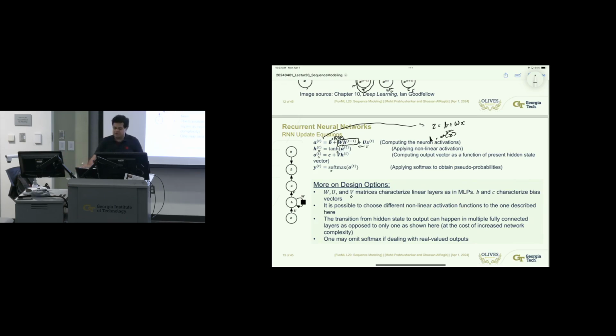So you can of course choose different nonlinear functions. It's not just tanh. You can use ReLU, which is probably most commonly used. So the transition from hidden state to output can have multiple layers. So it's not just U, as I mentioned. It's U1, U2, V1, V2, V3, however many layers you want.